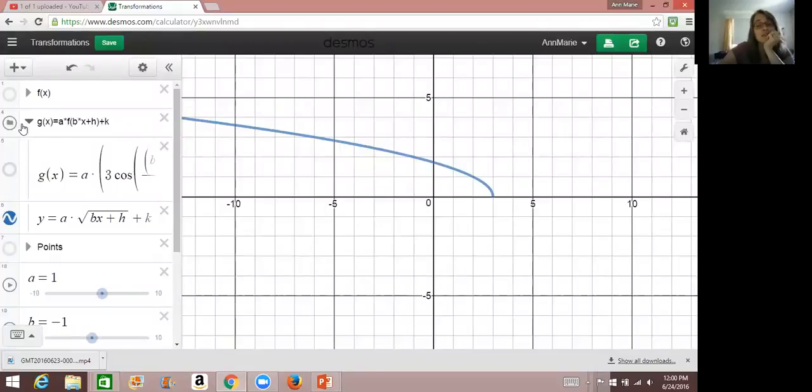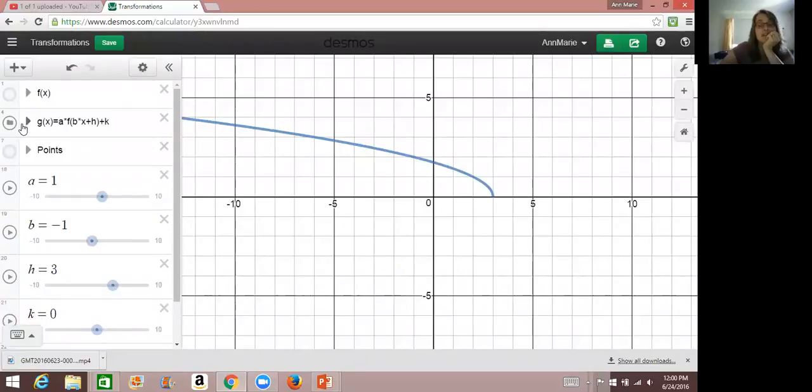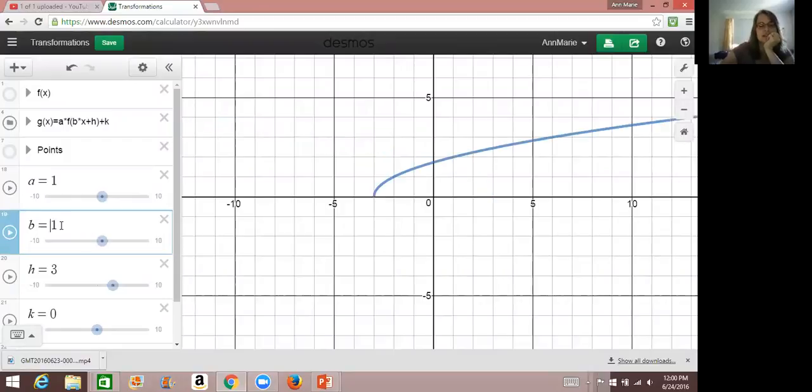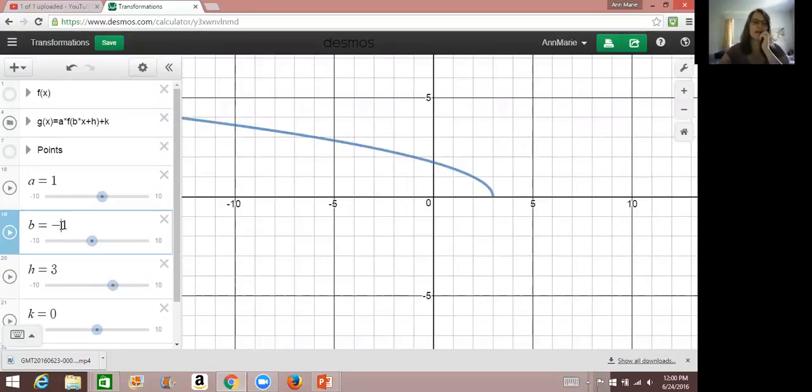Oh, did it shift the wrong way? It looks like it did. What happens if I undo my internal reflection? Well, that's what I expected, right? So be careful here. I need to understand what's going on.